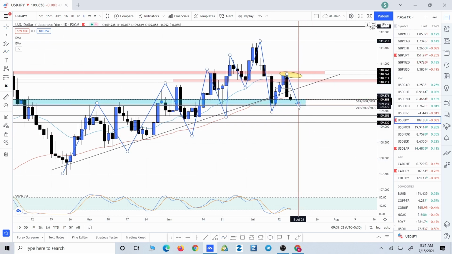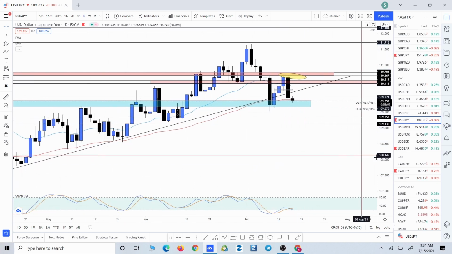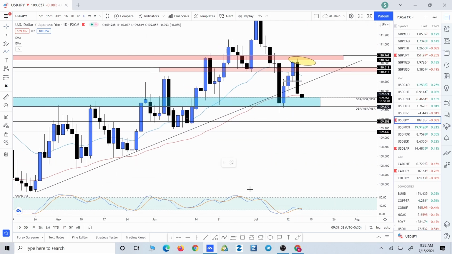So what I'm expecting at the moment is the price to break below this support zone, make a new low, and then give us a break and retest in this zone to go short. So that's what I'll be looking for on USDJPY.